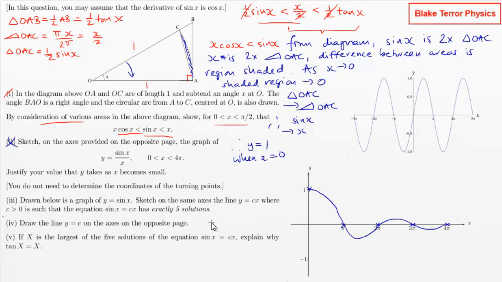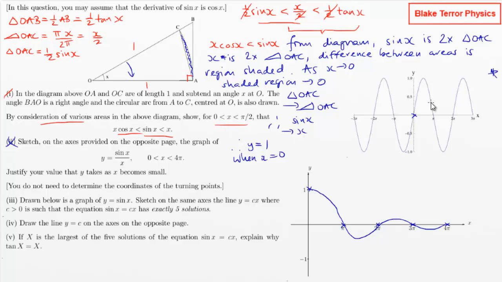Part 3: drawn below, well, over here, we'll put it on the right hand side, is a graph of y equals sine x. Yep, okay, they give us the easy one. Sketch on the same axes the line y equals cx, so a straight line, gradient c, so positive gradient, such that the equation sine x equals cx, if I can get my words out, has exactly 5 solutions. Right, so we want a straight line which has to go through the origin, so that's one solution, and we need exactly 5 solutions, and it's got to be a positive gradient.